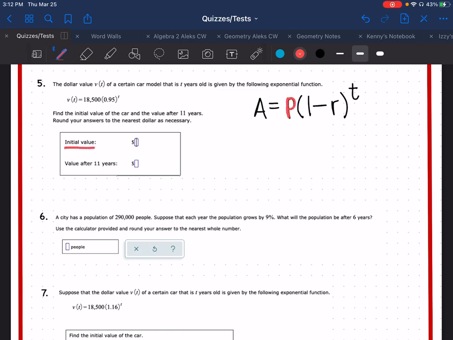That would be P. And so take a look at your function. This is in P's spot. So my answer here would be $18,500. I don't know if they have a comma or not.